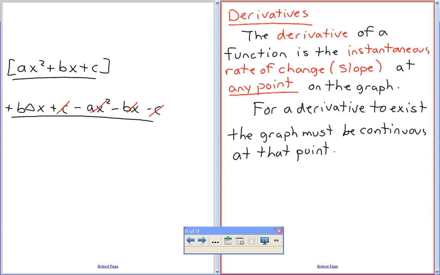That's what continuous means. So a continuous graph would look like this. This is a continuous graph. This is a non-continuous graph. Okay, that's basically what we're talking about tomorrow.